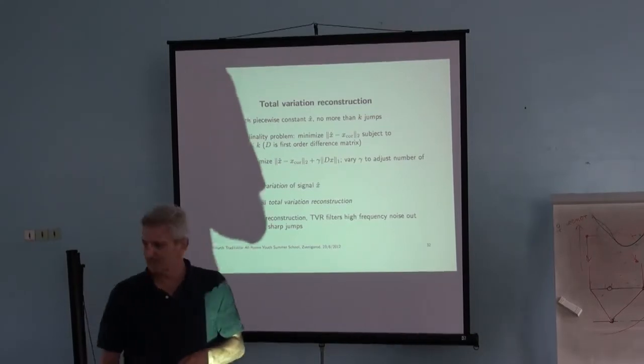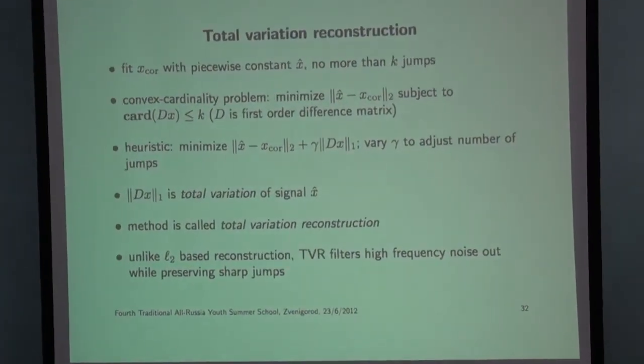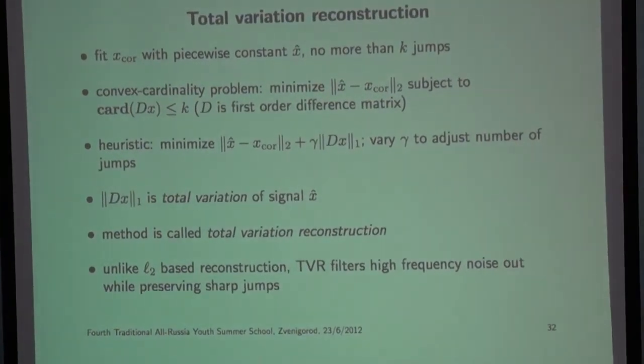Okay. Now we're going to move on to total variation reconstruction. This is from the 90s. Here you want to minimize something like the norm or the norm squared; it wouldn't matter, you just get a different gamma. This is the one norm. This is the total variation of a signal. It's the sum of the absolute values of the differences, right? And this is called total variation reconstruction.